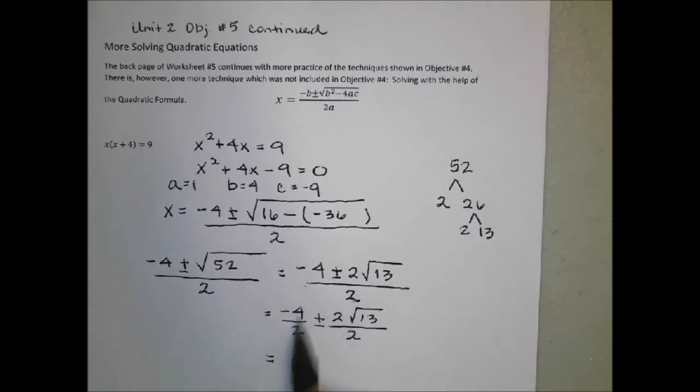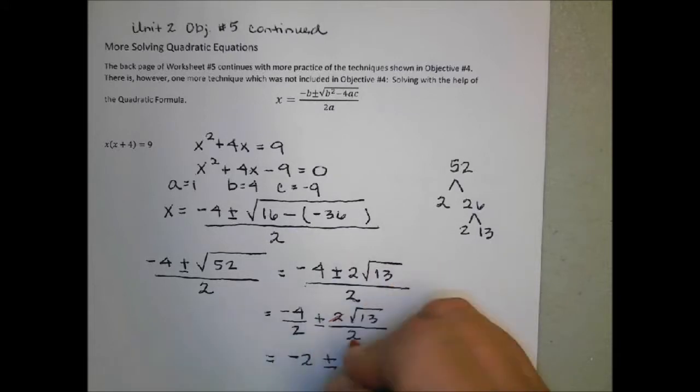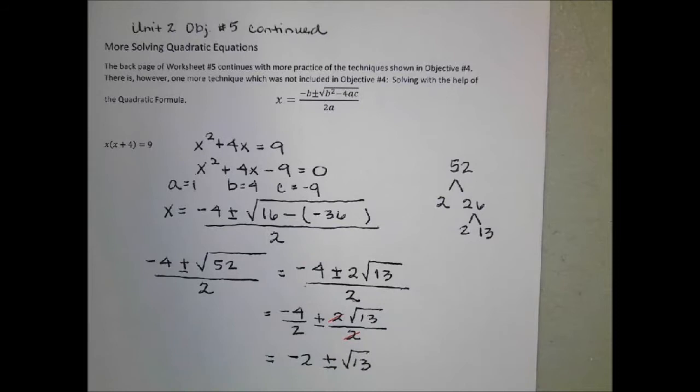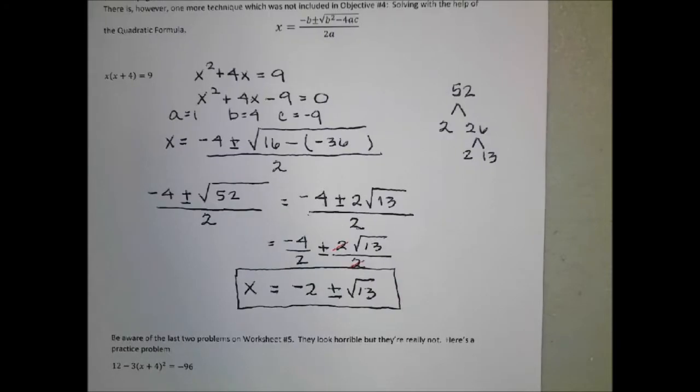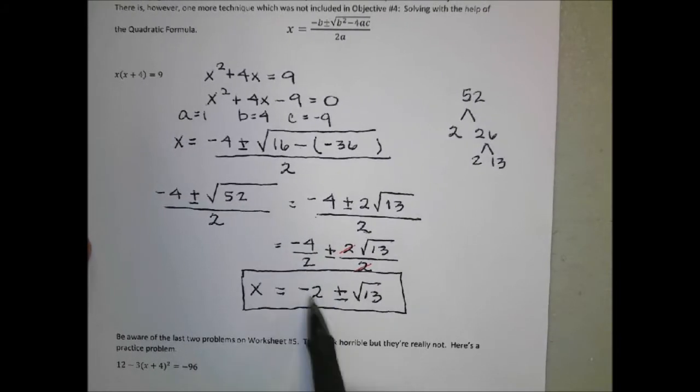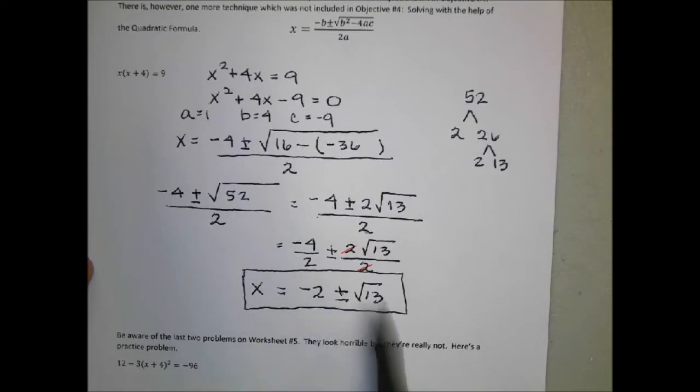Now I'm just going to reduce each part. Negative 4 over 2 is negative 2, plus or minus. Now over here, these 2's can cancel each other right there. And I'm left with square root 13. So x equals negative 2 plus and minus square root 13. Now that might look like one answer, but it's actually two answers. It's negative 2 plus whatever square root 13 is, and it's negative 2 minus whatever square root 13 is.